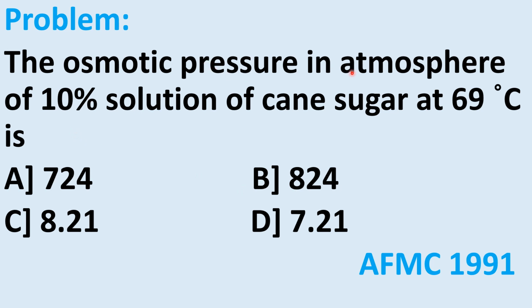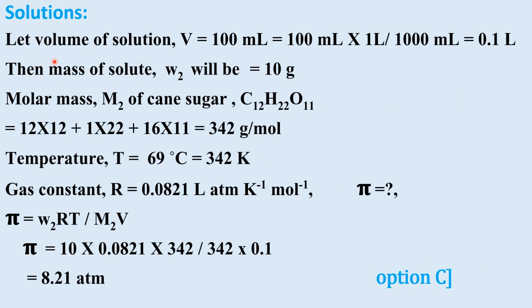The osmotic pressure in atmosphere of a 10% solution of cane sugar at 69 degrees Celsius is: option A 724, option B 824, option C 8.21, option D 7.21. Let the volume of solution V be 100 ml. We know that 1000 ml is 1 liter, therefore 100 ml will be 0.1 liter. Then the mass of the solute W2 will be 10 gram because it is given in the question as a 10% solution.